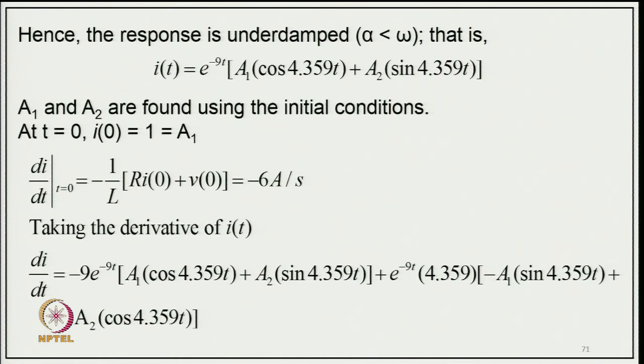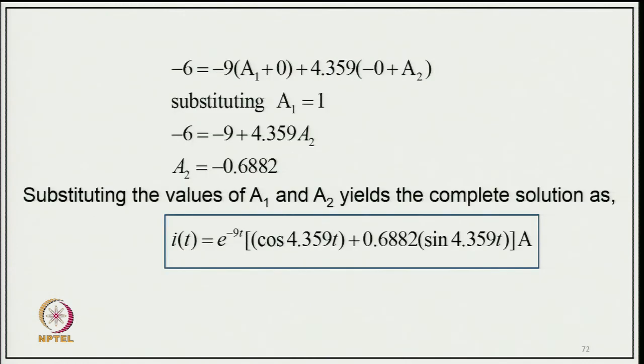So, at t equal to 0, i(0) equal to 1 ampere, equal to A1, and di/dt at t equal to 0 plus is 1 upon L times minus R i minus V0, that is minus 6 ampere per second. Taking the derivative of i(t), d/dt gives minus 9 e to the power minus 9t, in brackets, A1 cos 4.359t plus A2 sin 4.359t, plus e to the power minus 9t times 4.359, in brackets, minus A1 sin 4.359t plus A2 cos 4.359t. That simplifies to minus 6 equal to minus 9 in brackets A1 plus 0, plus 4.359 in brackets minus 0 plus A2, and substituting A1 equal to 1.